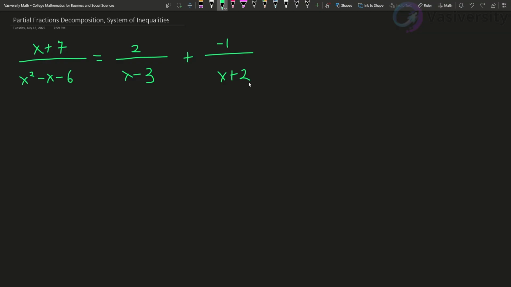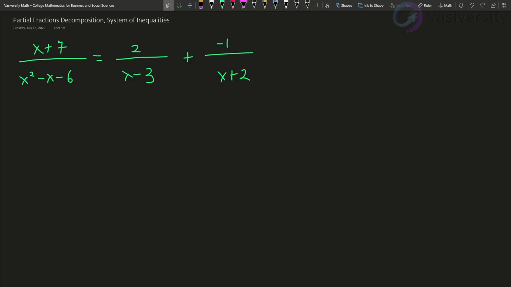But how did we do that? We use the partial fraction decomposition, essentially. So our goal is to decompose a complicated fraction into a bunch of small, simple fractions. The rules that we're going to be following are as follows.